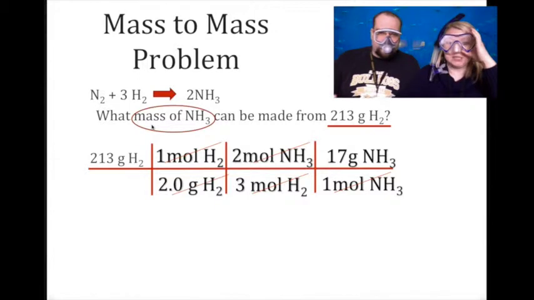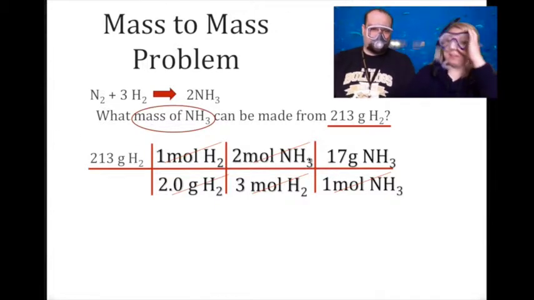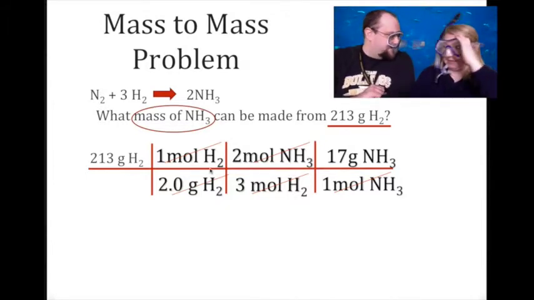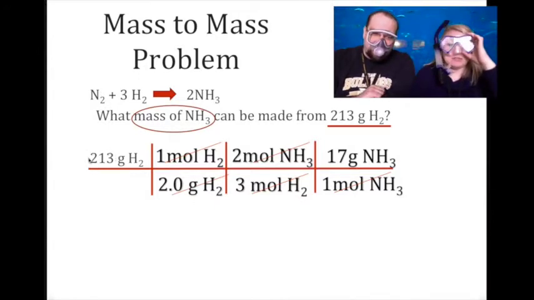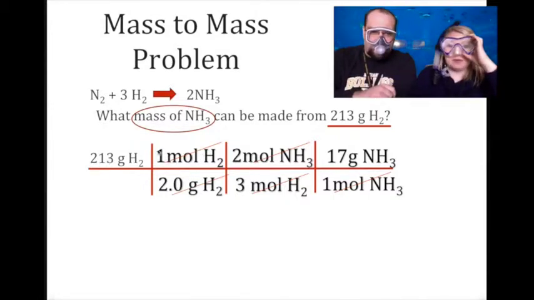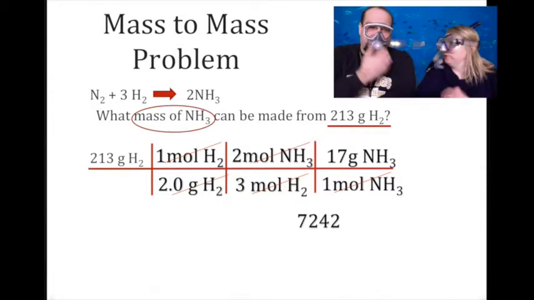So now I'm just going to do the math. Anywhere I see a vertical line, it's like a multiplication sign. So I'm going to take 213, multiply it by 1. That's 213. Multiply that by 2, 426. And then multiply that by 17. That's 7,242.